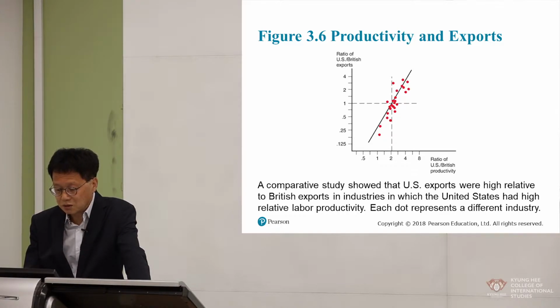The comparative study showed that U.S. exports were high relative to British exports in industries where the U.S. has a high relative labor productivity. Each dot represents a different industry.